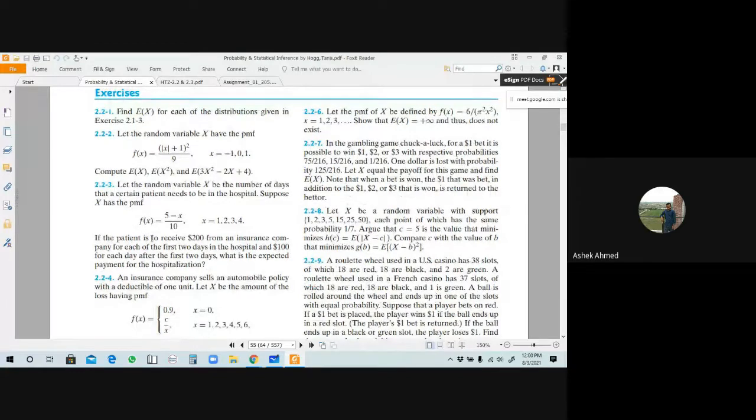If the patient is to receive $200 from an insurance company for each of the first 2 days in the hospital and $100 for each day after the first 2 days.